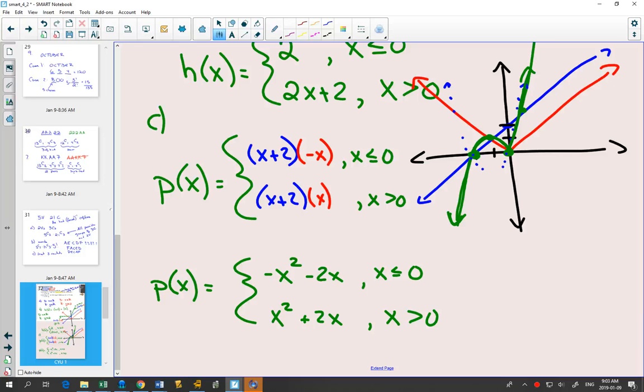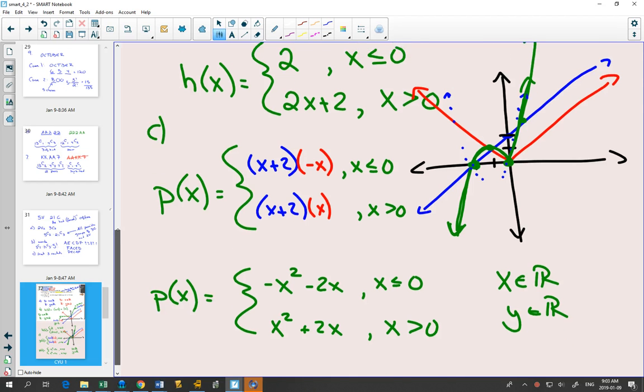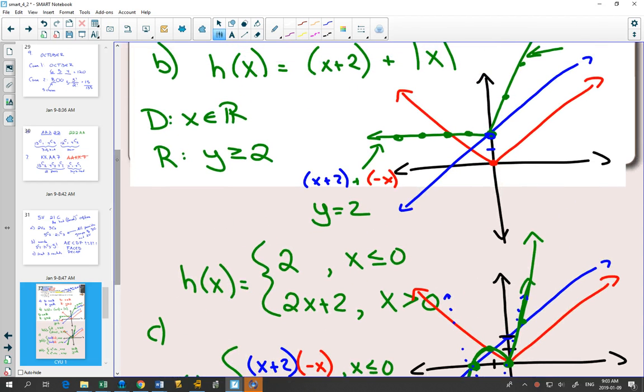Okay, determine its domain and range. Once you've drawn the graph, you can see easily that the domain is everything and the range is everything. Same thing in B, once you've done the graph, you can see the domain is everything, but the range is bigger than or equal to 2.